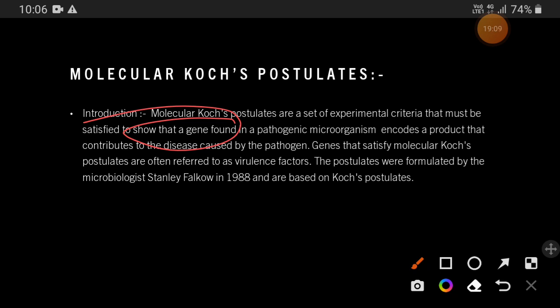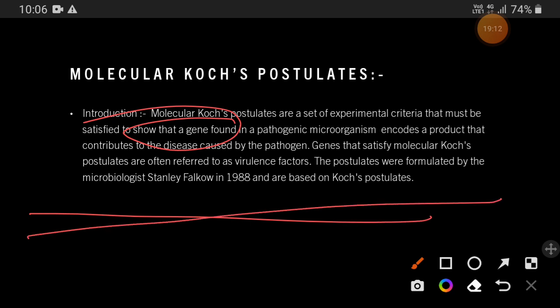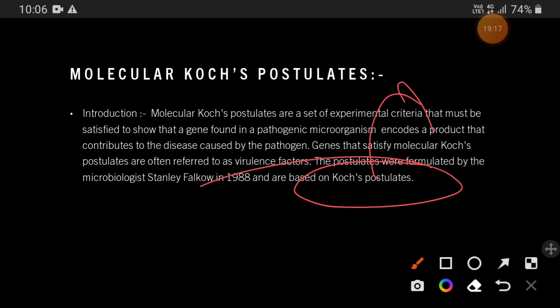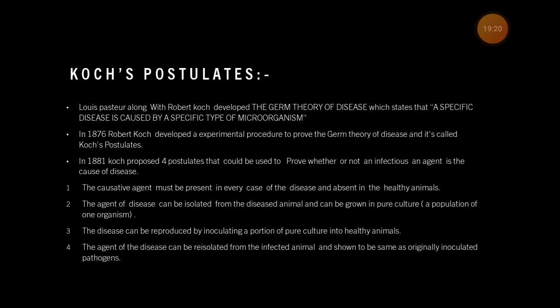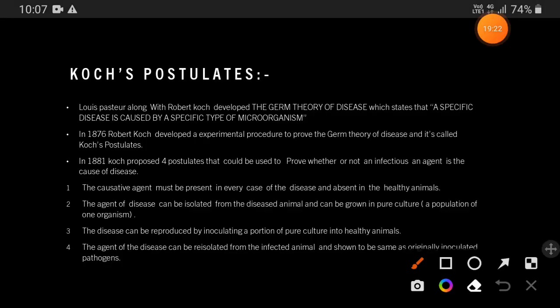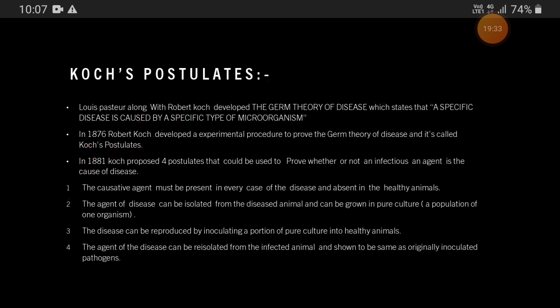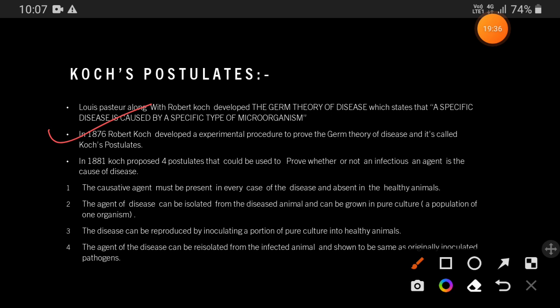Okay, it was developed by Stanley Falkow in 1988, and the main skeleton is totally taken from Koch's postulates. So that is all you need to know about Koch's postulates. It all started when Louis Pasteur along with Robert Koch developed the germ theory of disease, which tells us that there is a specific organism present for a specific kind of disease. Later, in 1876, Robert Koch proposed experimental procedures, and on the basis of those, in 1881 he proposed 4 postulates.